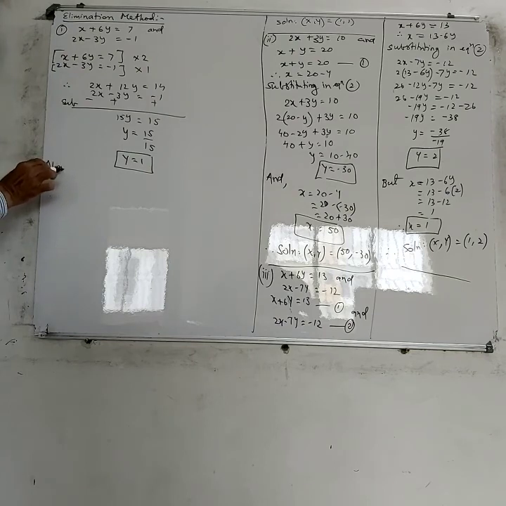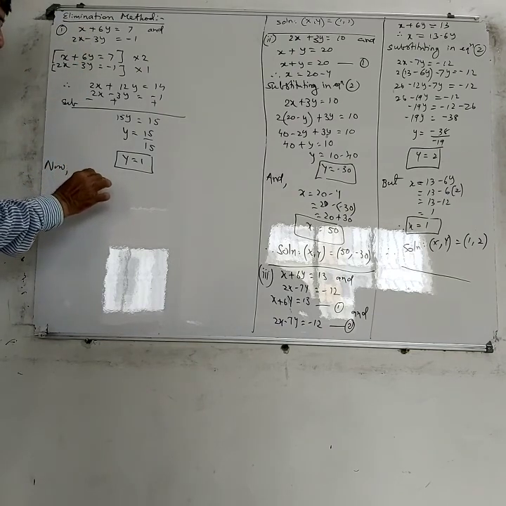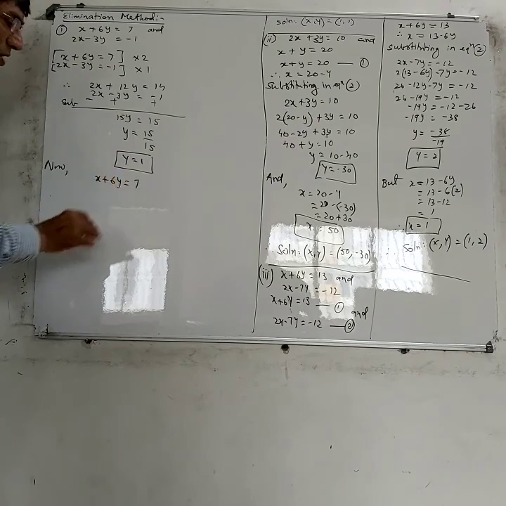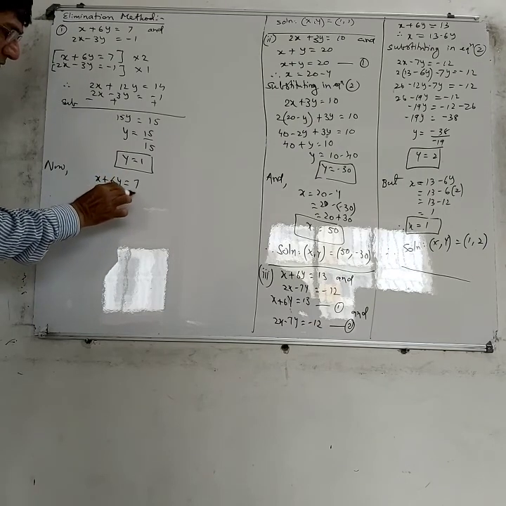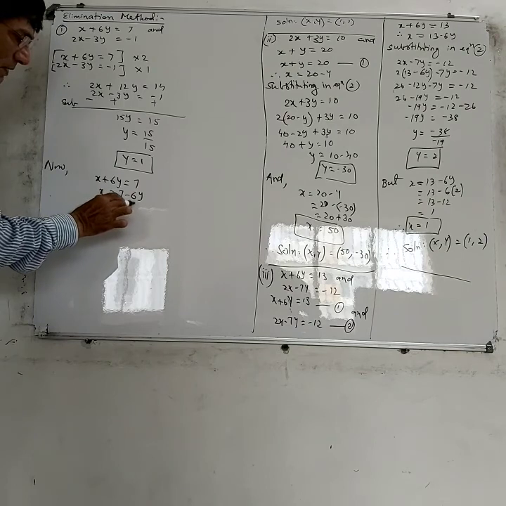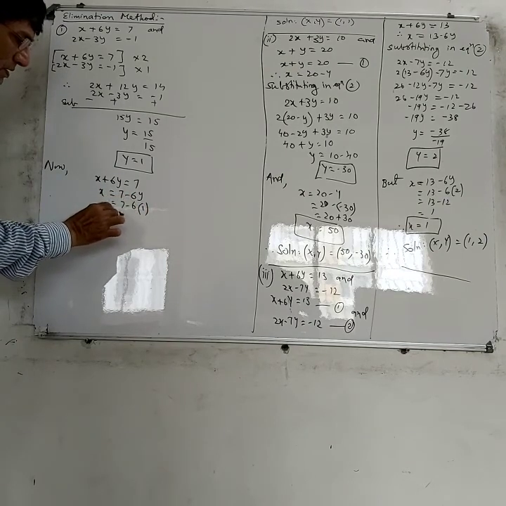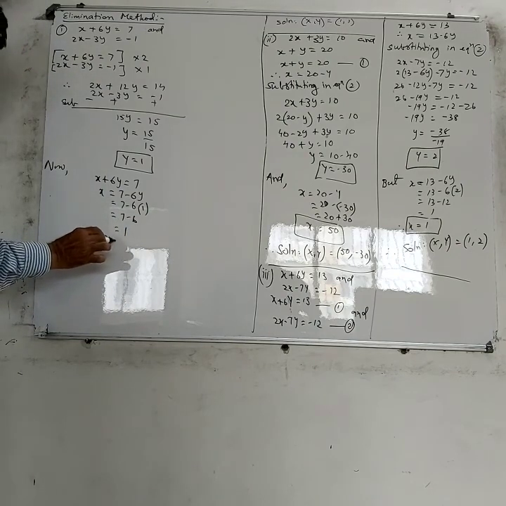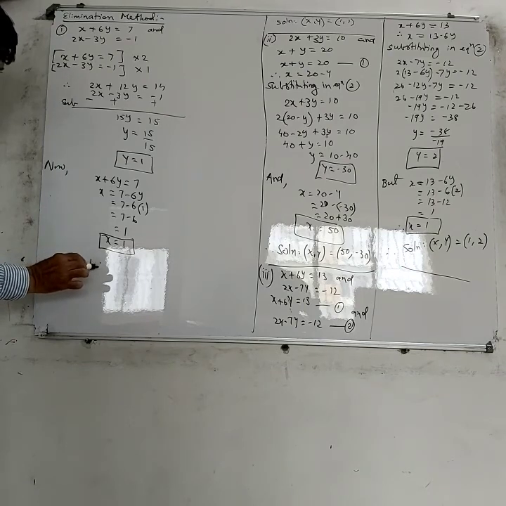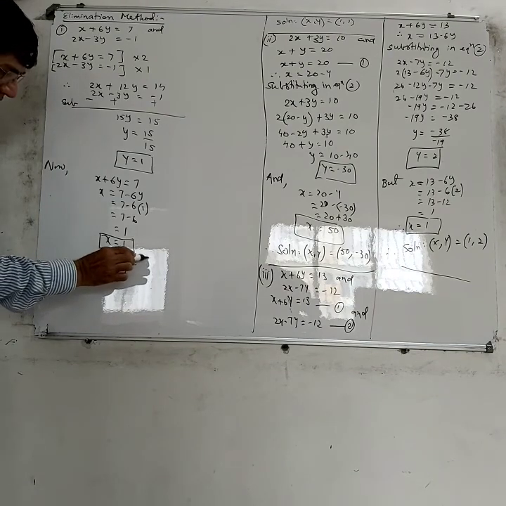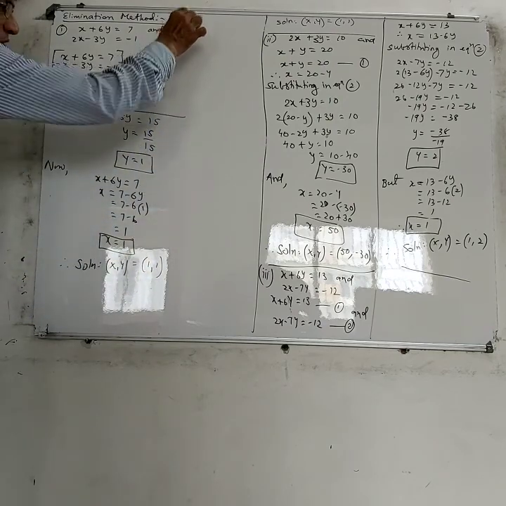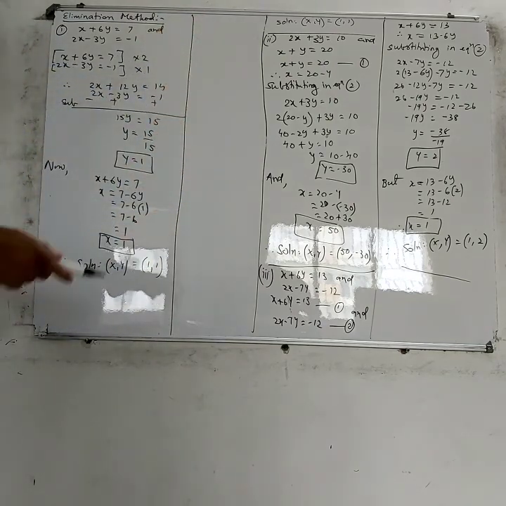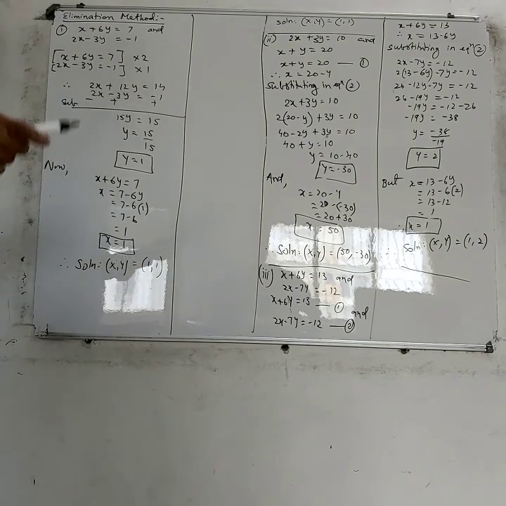Now, take any one equation, x plus 6y is equal to 7. So x is equal to 7 minus 6y. 7 minus 6 into y. 7 minus 6 is equal to 1. Therefore, x is equal to 1. And solution (x, y) is equal to 1, 1. Now you can see this method is quite easy, and that is the reason why this method is used over and over again. In fact, the most widely used method is elimination method.